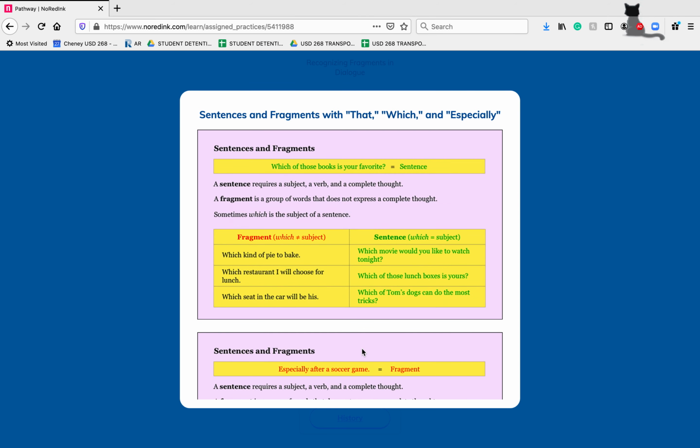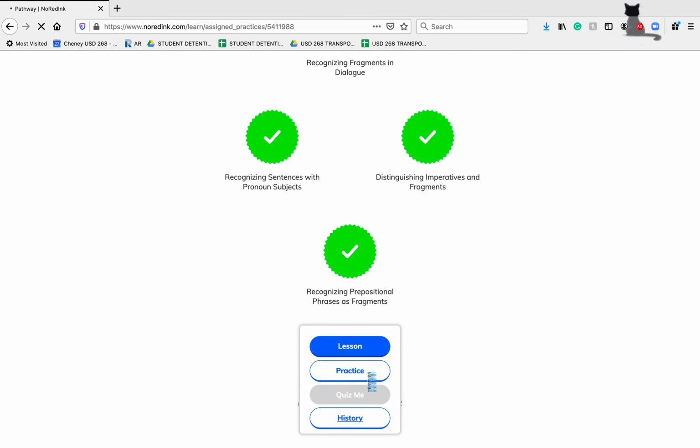With the word that, it's going to follow the same pattern as which. You have to make sure that it is still giving that complete thought. So we'll do a few of these together.